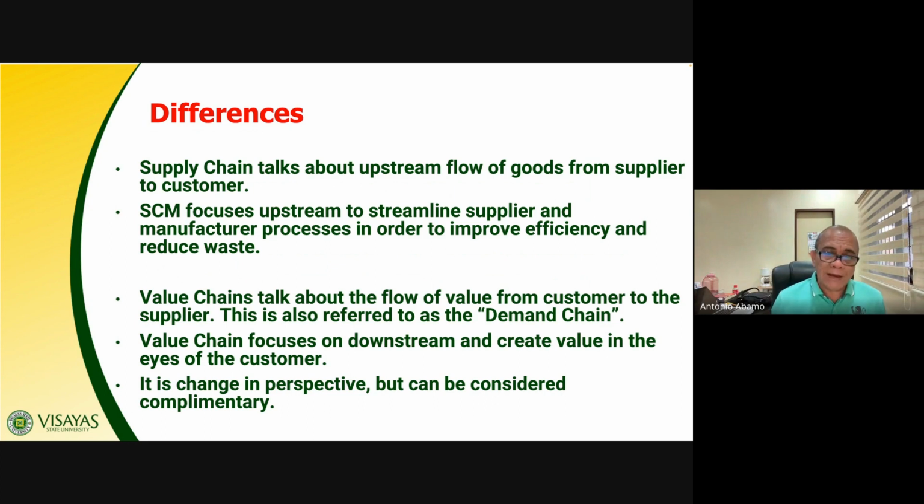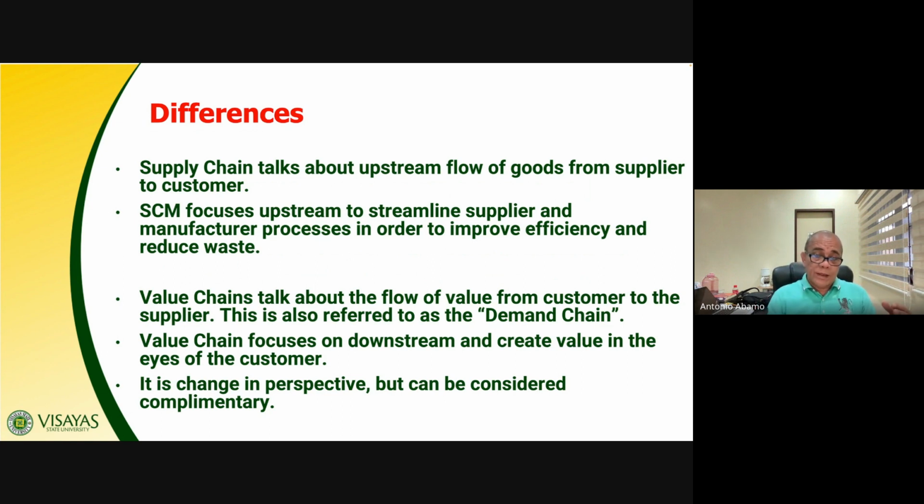That's why value chain is known as demand chain. It is actually a demand chain. Supply chain management focuses on upstream to streamline supplier and manufacturer processes, while value chain focuses on downstream. That is the main issue for value chain: downstream or the market, whether the producer has fully understood what is demanded by the customer.